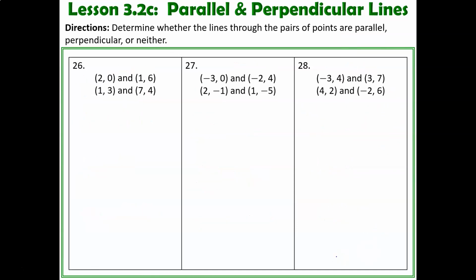3 more. 6 minus 0 over 1 minus 2 gives me 6 over negative 1, or negative 6. 4 minus 3 over 7 minus 1 gives me 1 over 6. Opposite reciprocals, so these are perpendicular.